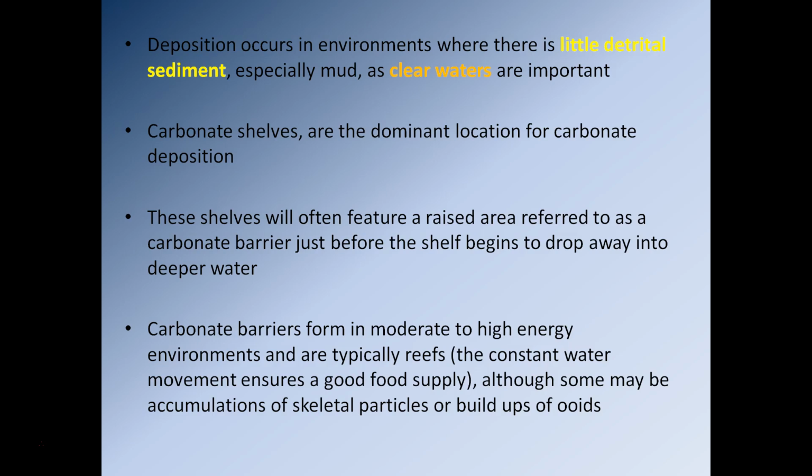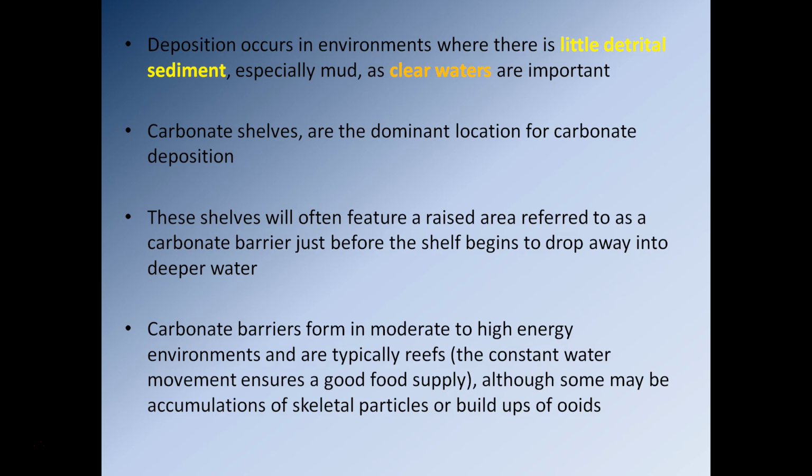Now, carbonate shelves are the dominant location for carbonate deposition because you can form huge quantities of limestones in these environments. So the shelves will often feature a raised area referred to as a carbonate barrier just before the shelf begins to drop away into deeper water. Typically these carbonate barriers are most commonly found right before the shelf break, essentially right at the edge of the continental shelf, just before you go down the continental slope. Most carbonate barriers form in moderate to high energy environments, and they're typically reefs.